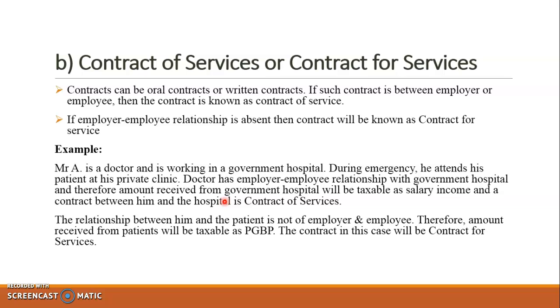Okay, so whenever the relationship is employer-employee, the contract is known as a contract of services, and in case the relationship is absent, we say that the contract is for services. You can understand this with the help of an example. Mr. A is a doctor working in a government hospital. During an emergency, he attends to his patient at his private clinic.